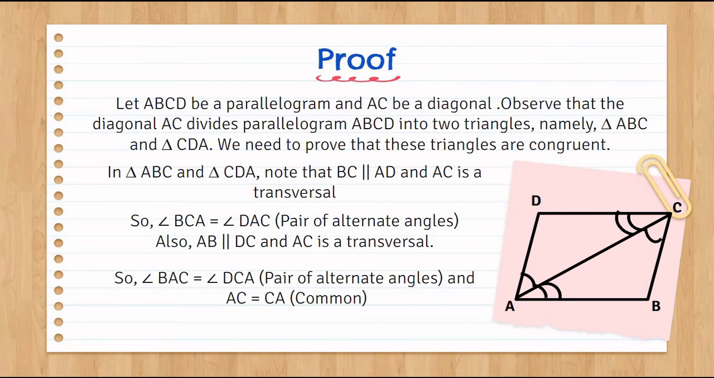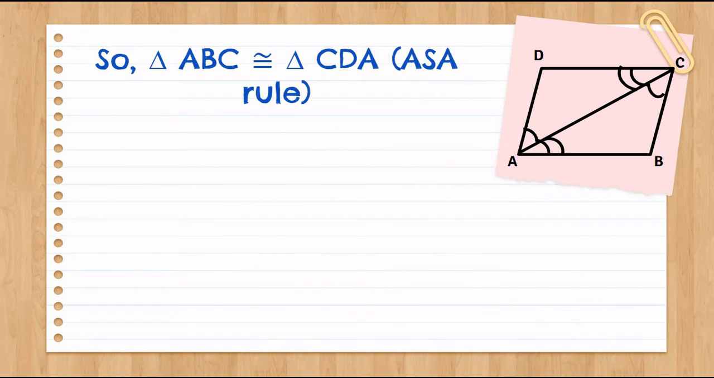Why are we considering it? It's just the common side between them, so we can write AC is equal to CA. So now we have proved the congruency: triangle ABC is congruent to triangle CDA. So how did we prove it?